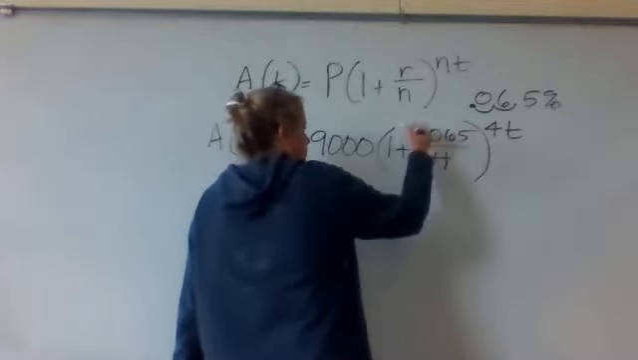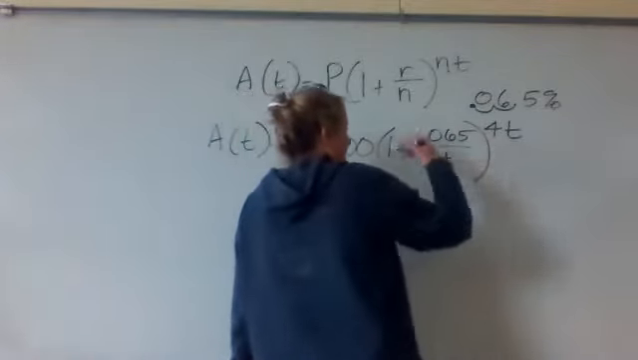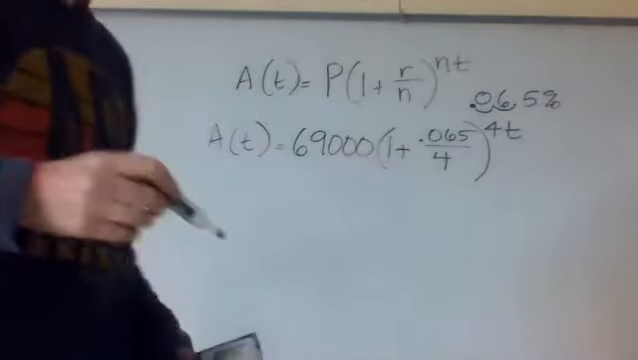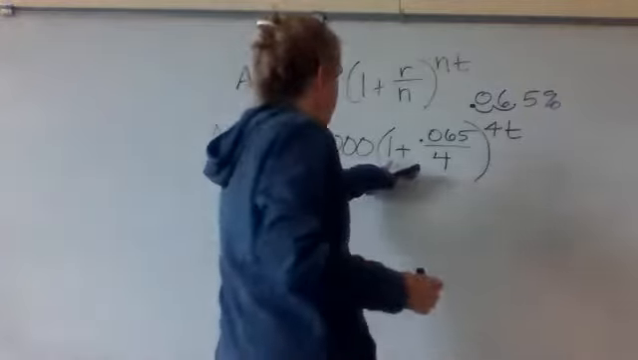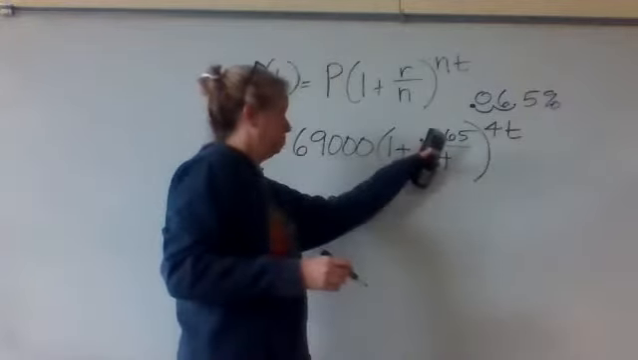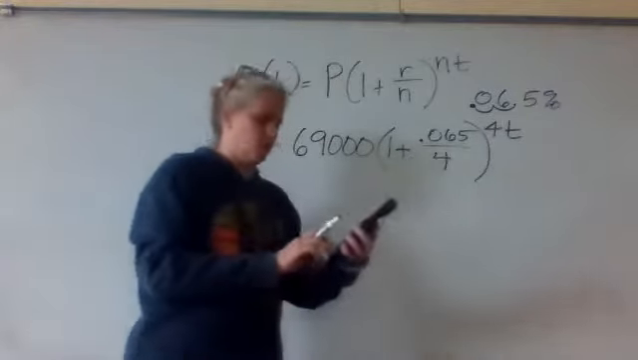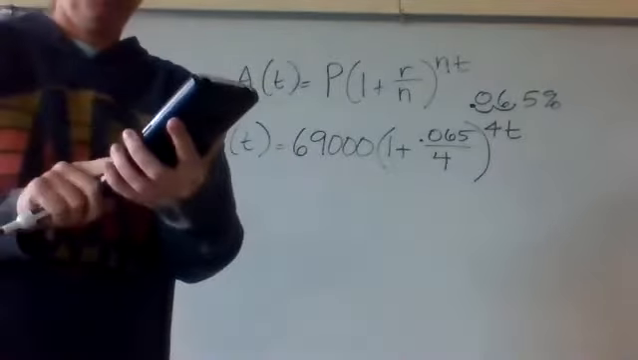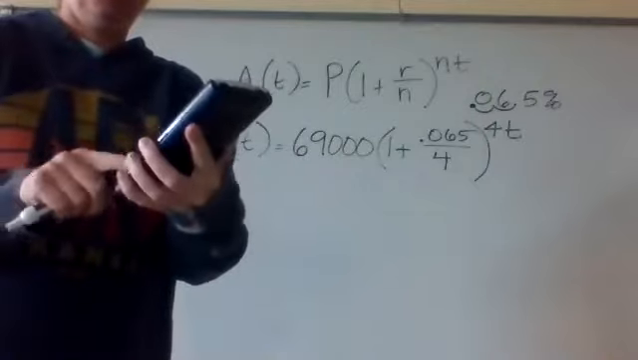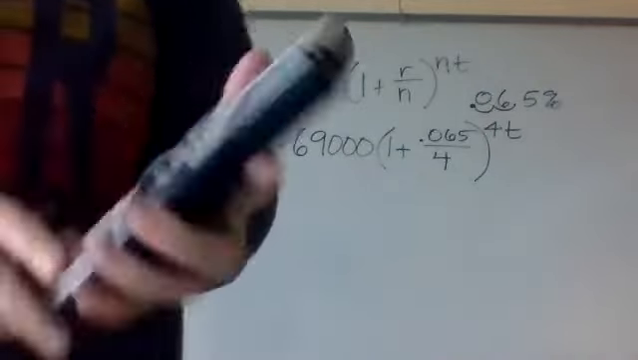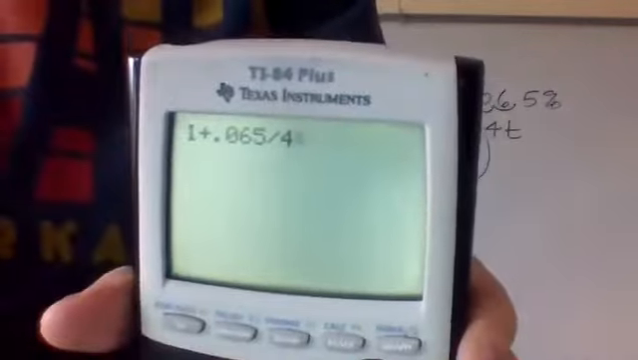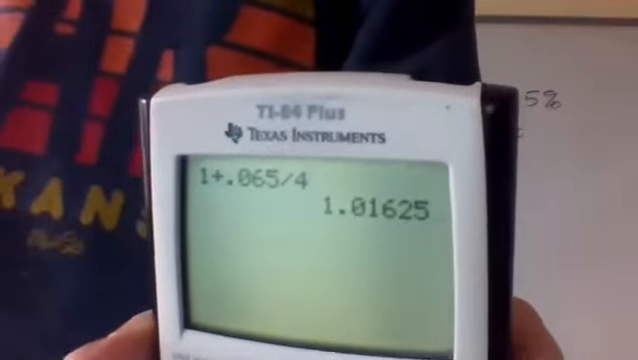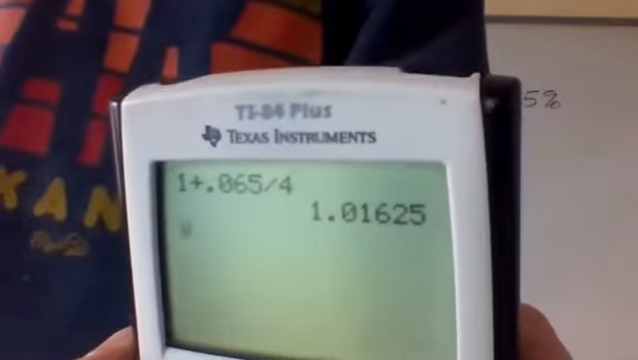Now, it wants you to figure out what is inside that parenthesis when you're coming up with your formula. So in your calculator, just type 1 plus 0.065 over 4. Okay, just like it says, 1 plus 0.065 over 4. So that's the number you're going to have in your parentheses for the formula.